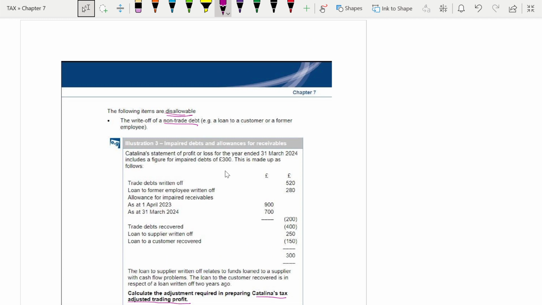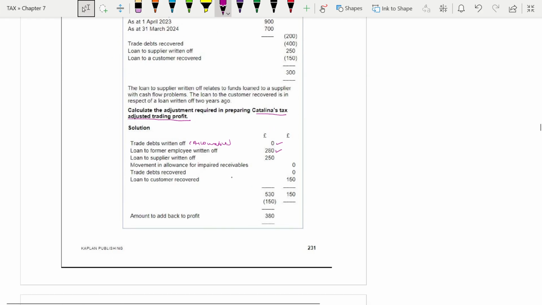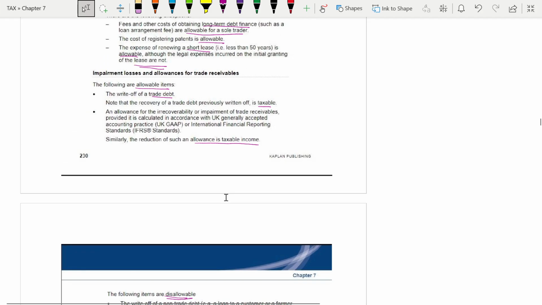The write-off of a non-trade debt or a loan to an existing customer or a former employee is not allowed. A loan to a supplier is not allowed. Movement in allowance for impaired receivables: they have said here in the previous case that the recovery of a debt previously written off is taxable.